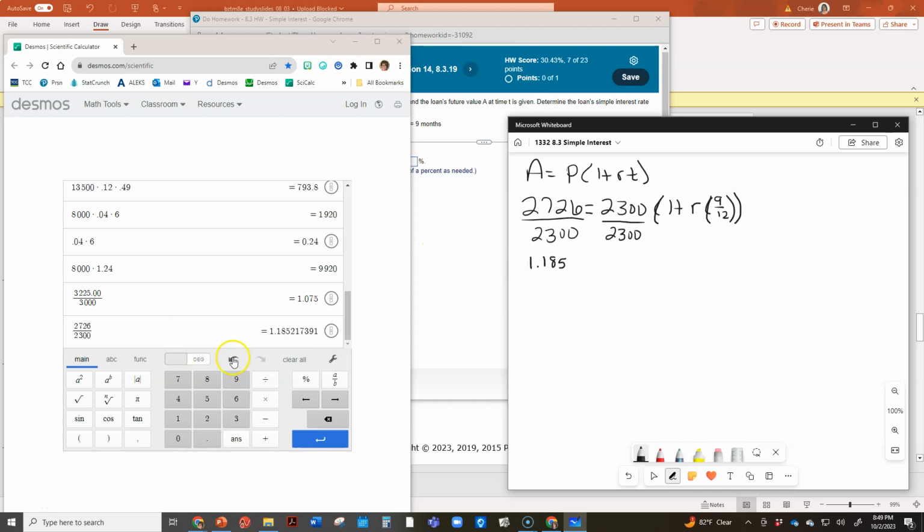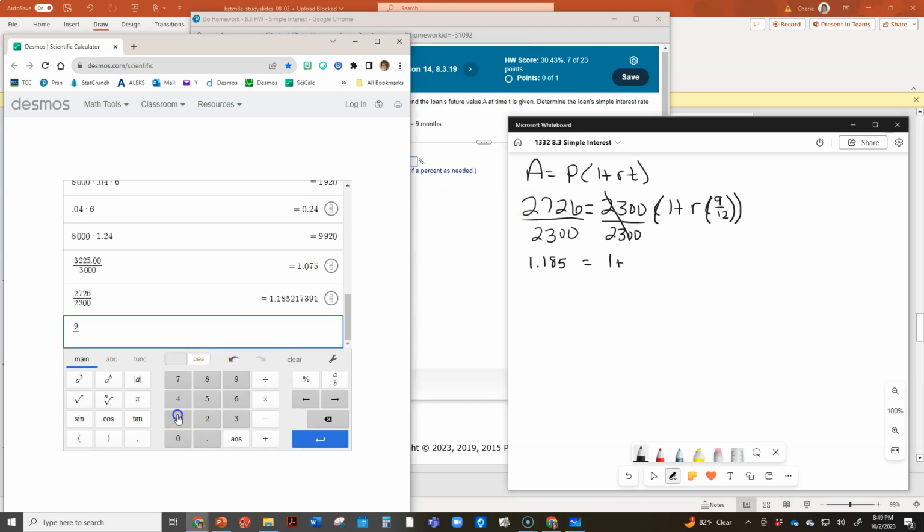1.185. The 2 after that 5 tells me to leave the 5 at 5. And that cancels out. 1 plus 9 over 12. I'm just going to see if that's a nice decimal. It is. It's 0.75. So I'm going to write that as 0.75R. If it wasn't a nice decimal, I would have left it 9 over 12R. But it is a nice decimal, so I'm going to leave it there.